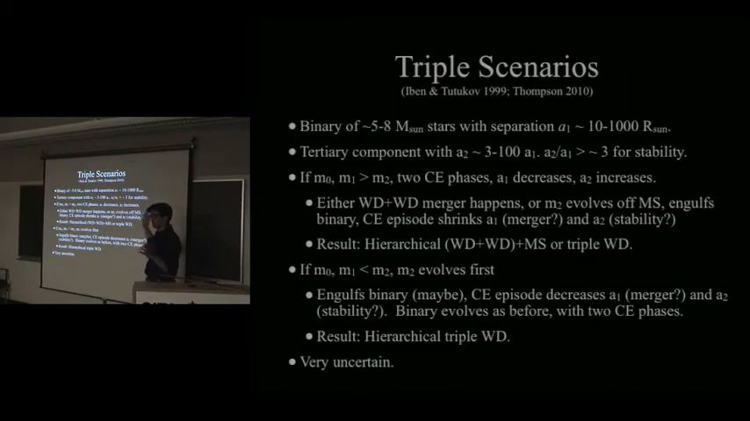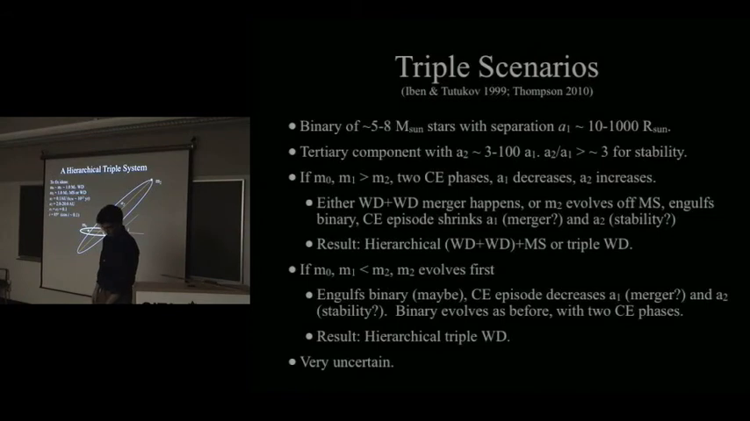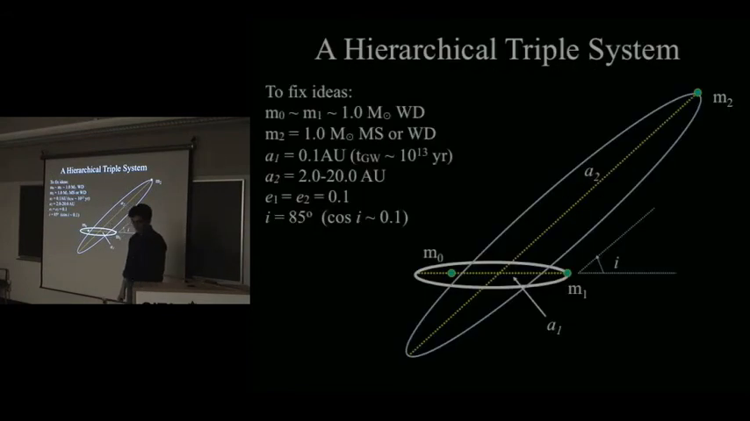And this is all extremely uncertain, and as far as I know, nobody's modeled that. And maybe people in this room are thinking about modeling these evolutionary sequences. But this is kind of what I have in mind: 5 solar masses, and then, say, a 1 solar mass tertiary. What happens? I'm not in a position to do this whole evolutionary calculation, so I'm going to show you the results of some simplified calculation.